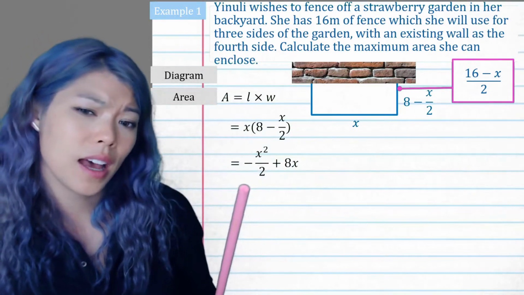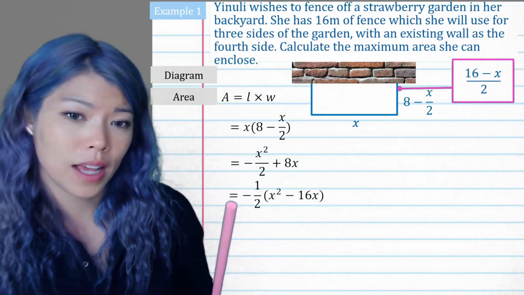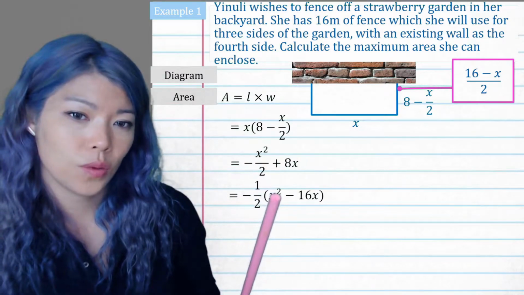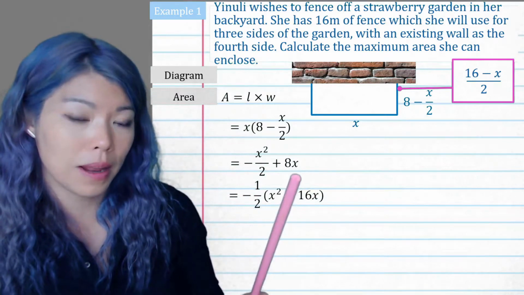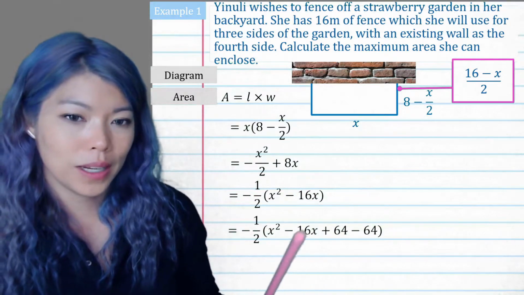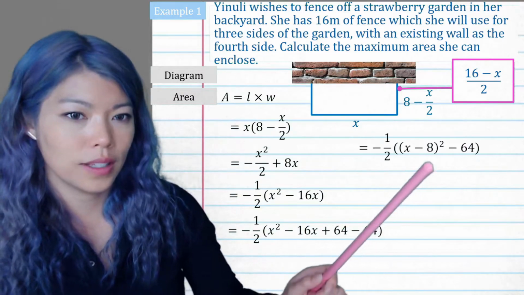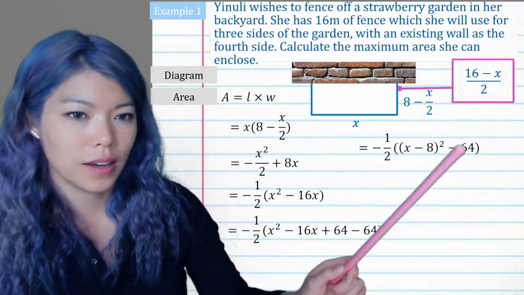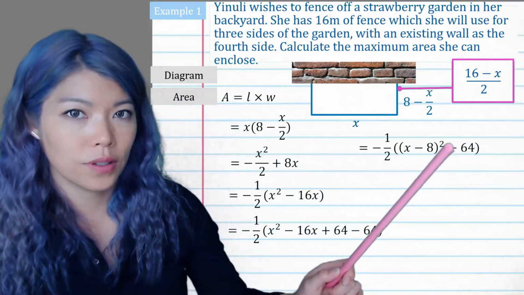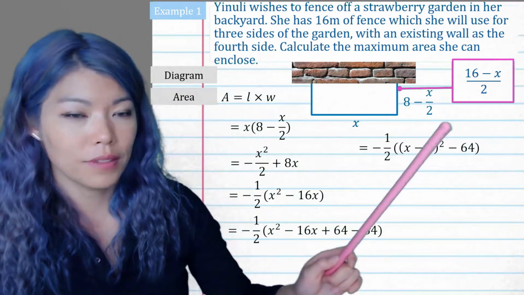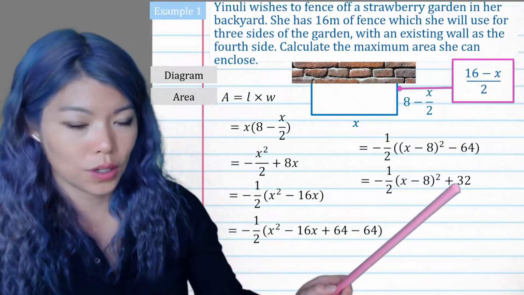Now we can take out a minus half. So now we're left with x squared minus 16x, because minus and minus gives us a plus. So now completing the square, 16 over 2 is the 8 there. Now don't forget the bracket, so that we can expand the minus half to the minus 64. Minus half times minus 64 is positive 32.